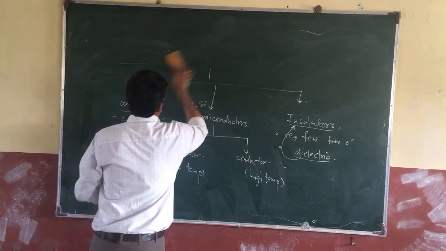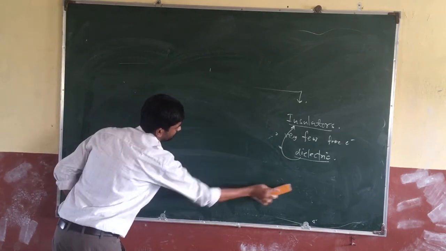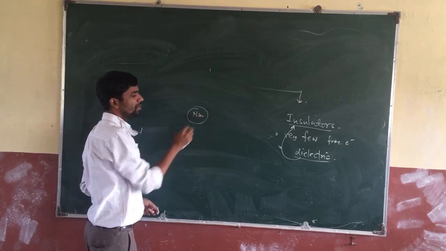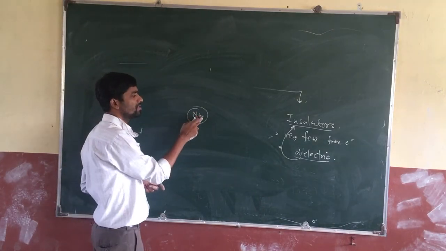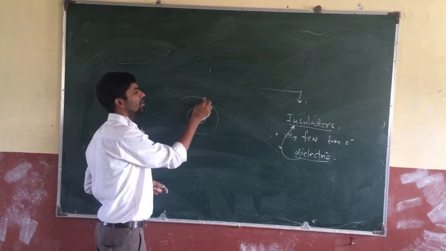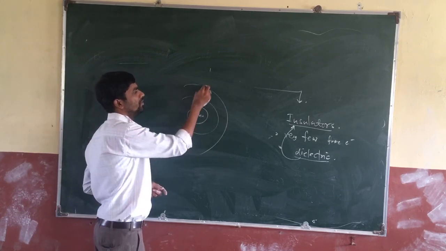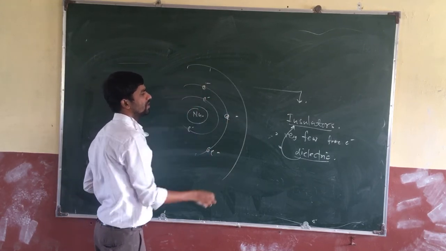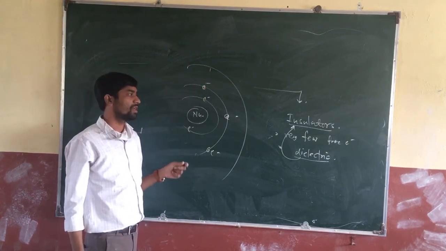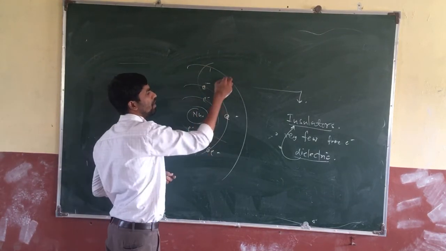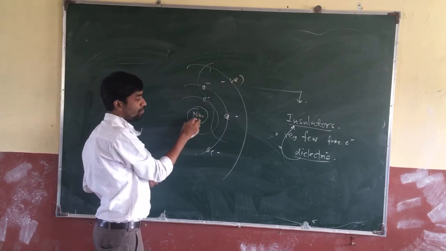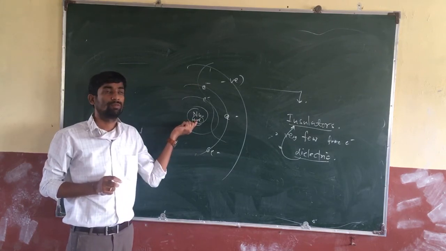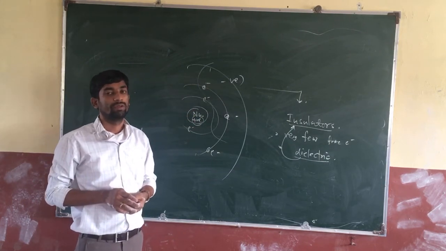So what happens in any material or any atomic state? The nucleus is the central part, and the nucleus consists of protons and neutrons, and electrons are revolving around the nucleus, in different orbits. These electrons form the negative cloud, and the positive charge is at the center, in the nucleus, because protons have positive charge and electrons have negative charge.